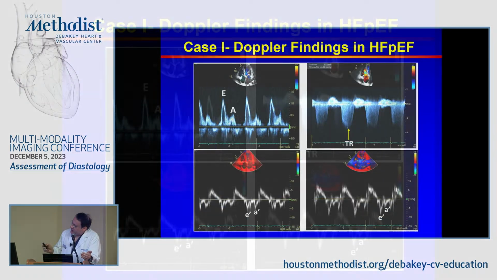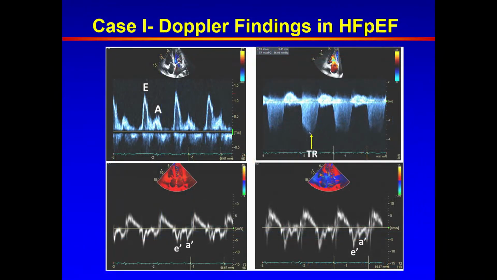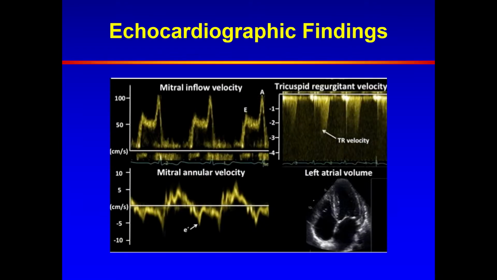Some examples: this is a patient with shortness of breath, clinical findings consistent with HFpEF. You see restrictive filling, low annular velocities, high TR velocity. If that's what we have, that is sort of straightforward, not particularly challenging. We have all the signals. Let's look at a more subtle case.